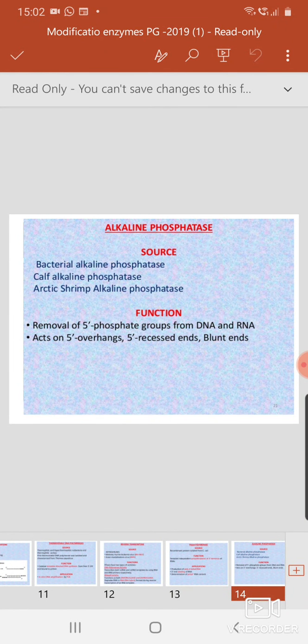Our next enzyme is alkaline phosphatase. The sources are bacterial alkaline phosphatase, calf alkaline phosphatase, and Arctic shrimp alkaline phosphatase. What is the function of this enzyme? It removes the 5' phosphate group from DNA and RNA. It can act on 5' overhangs, 5' recessed ends, and even blunt ends.